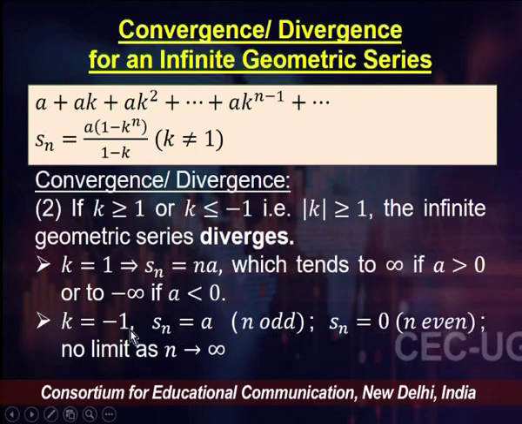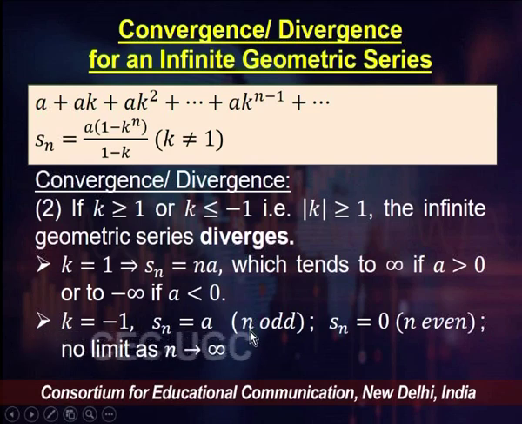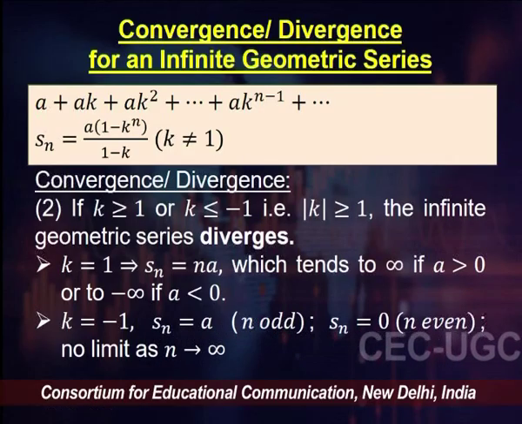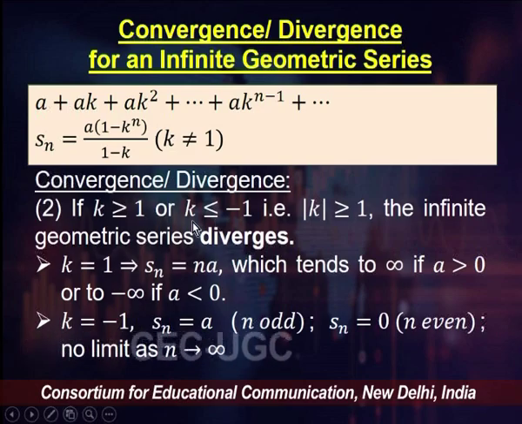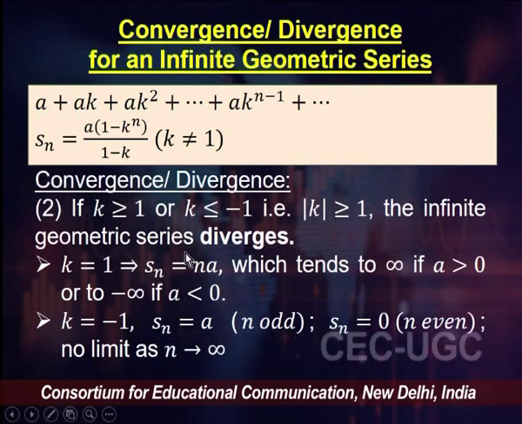Similarly, if k is equal to minus 1, then your series will look like a minus a plus a minus a and so on. So, if n is odd, the partial sum of the first n terms would be a, and if n is even, S sub n will be 0. Clearly, in this case you will be oscillating between a and 0, and you can't have a limit as n tends to infinity. So the point is that whichever case you are looking at here, k greater than or equal to 1 or k less than or equal to minus 1, your series will diverge.